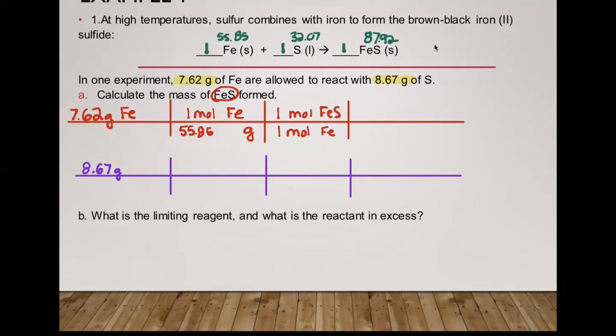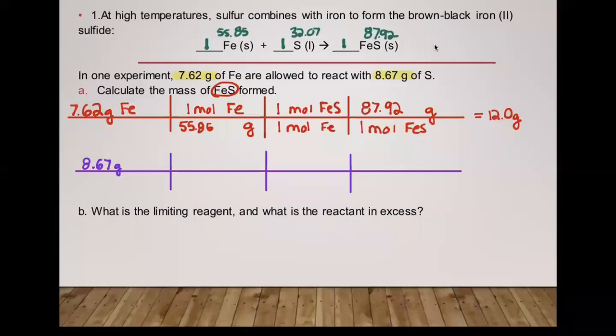These are a 1-to-1 ratio, so realistically we won't need to change much, but we always need to make sure that we are setting up that ratio because it won't always be the same number. Then we can cancel out moles of FeS and go to grams of FeS, which is 87.92, which will give us a total mass, if we do 3 sig figs, of 12.0 grams.